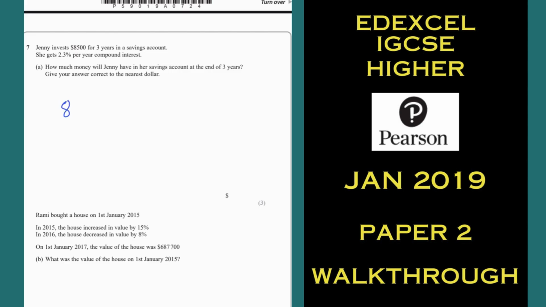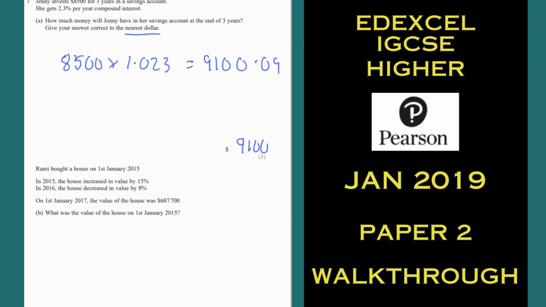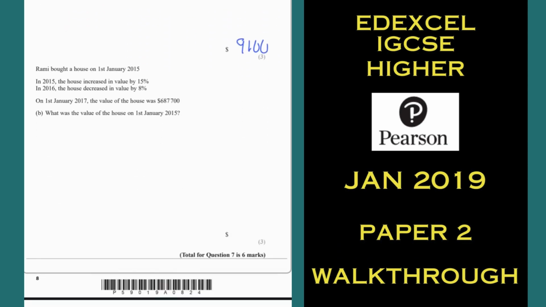Number 7, though, back to good old standard maths now. We have capital. We have percentage. So if you're earning interest, it's a 1 point. It's going up, not down. 2% would be 0.02. So you need the 3 on the end. We need the answer to the nearest dollar. Your calculator should say 9,100.09 on and on and on. So nearest dollar, 9,100.